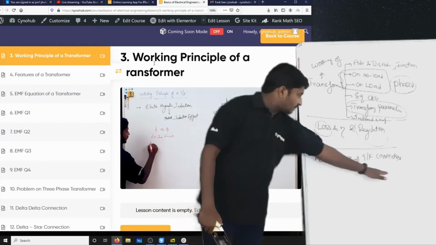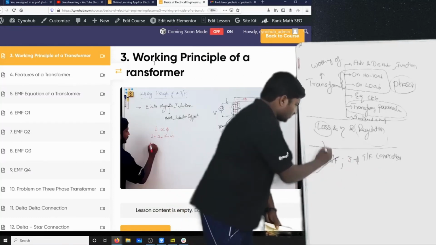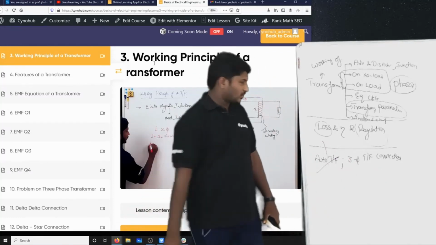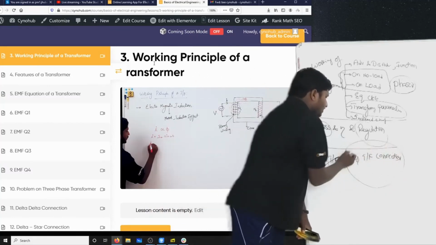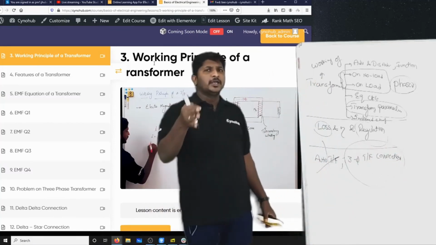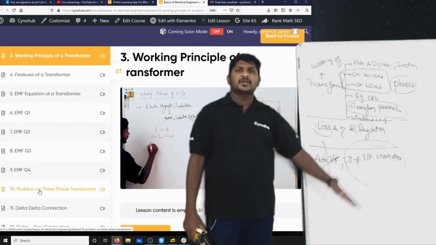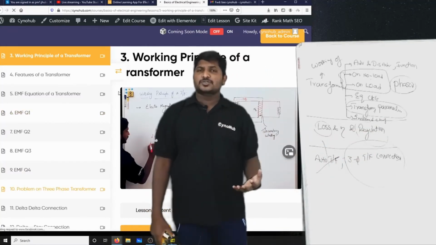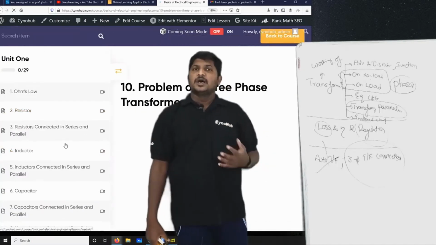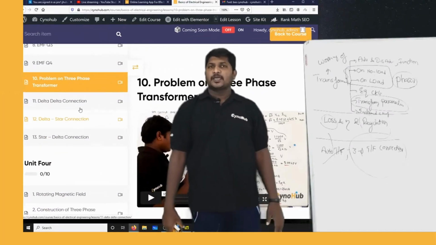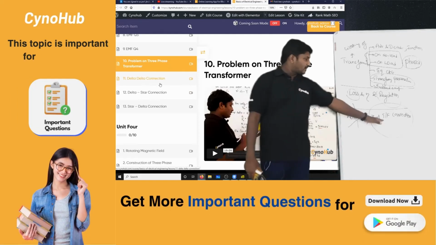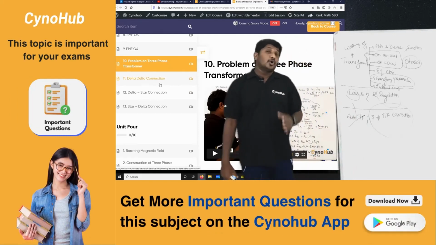And coming to part number 3, you leave this auto transformer, concentrate on the 3-phase transformer connections, because you have done some laboratory experiments on 3-phase transformer connections. You have 4 connections: star to star, star to delta, delta to star, and delta delta connections. Okay. So only one question from 3-phase transformer connection. What is that?